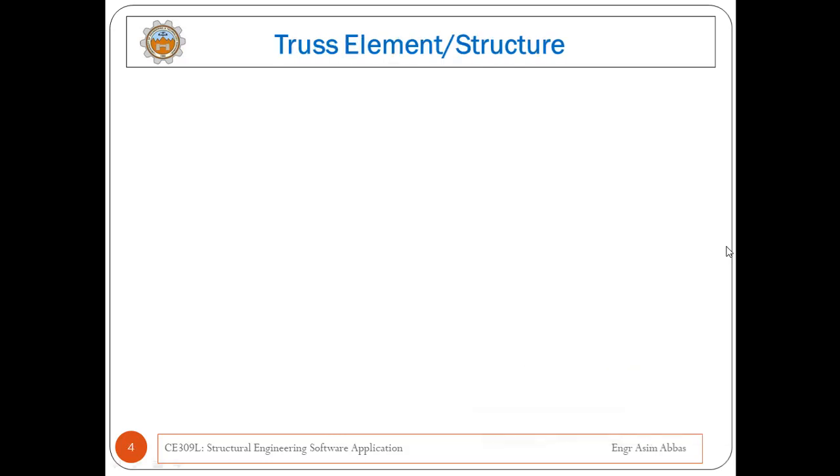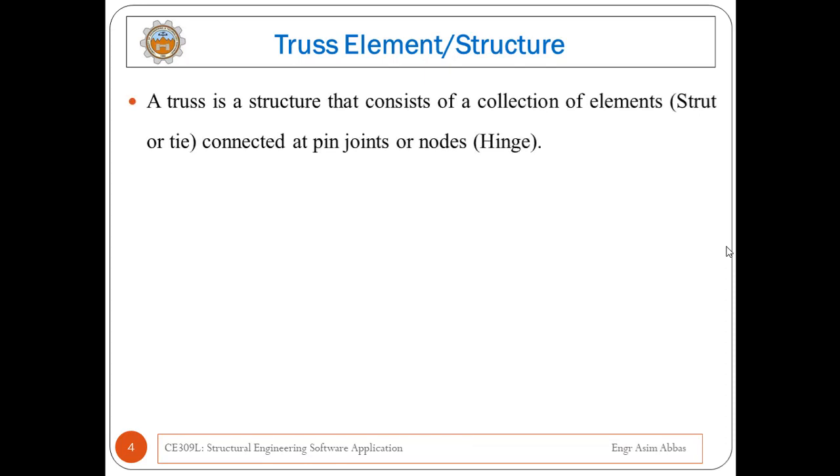Okay, a truss element and structure. Truss is actually the combination of frame elements, either strut or tie, which is connected through pin joint or node, also called hinge, which supports or resists translation motion only. In a truss element, there are only member forces, either tension or compression, having no bending.